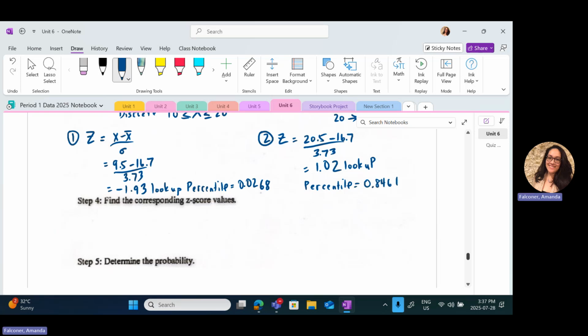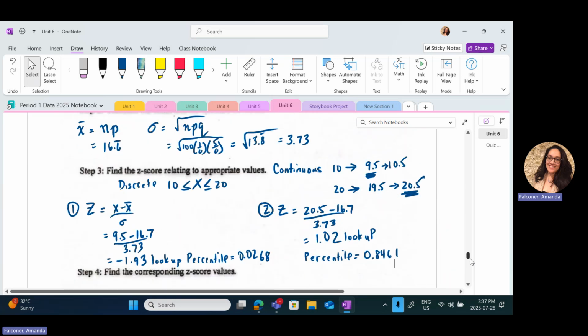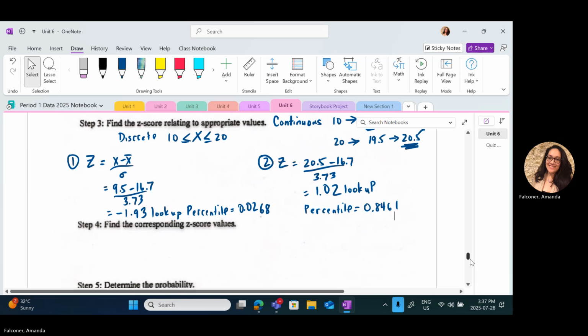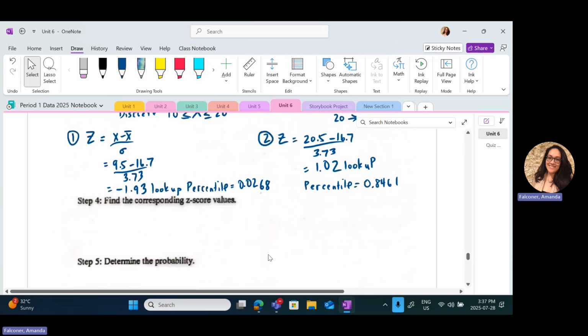Step 4 says find the corresponding z-score values. I think I already did that. And then it says determine the probability. Let me just see. Find the z-score relating to the appropriate values. You know what? This probably should have said find the corresponding percentiles, which I just did right here. So percentile 1 is 0.0268, percentile 2 is 0.8461.